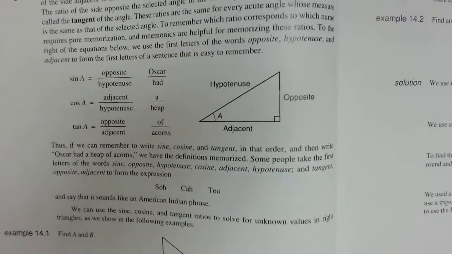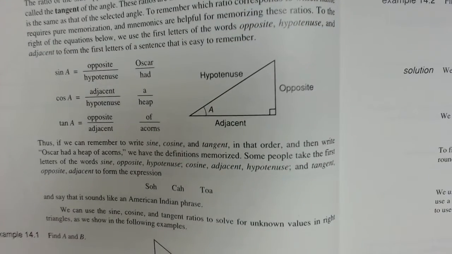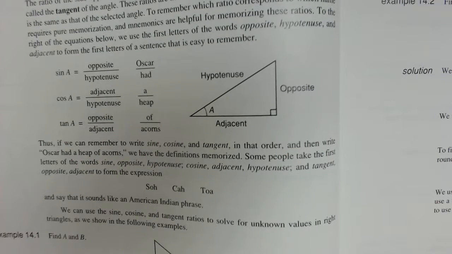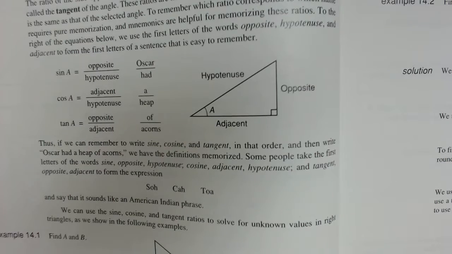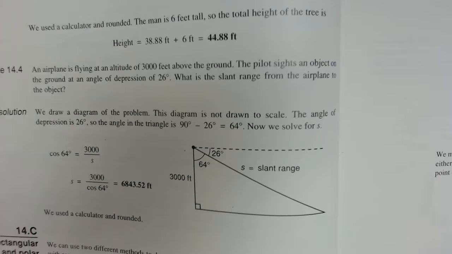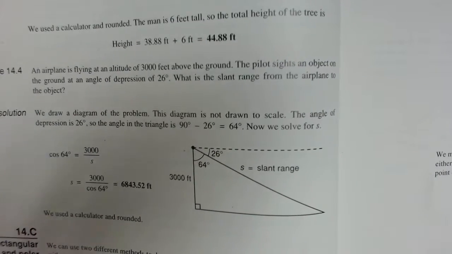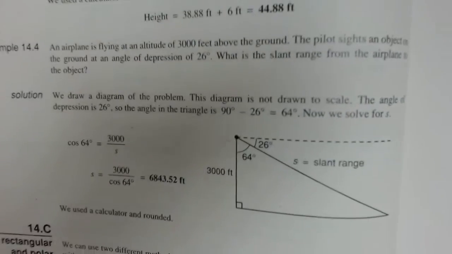So those are our trig identities. We should have learned those in Algebra 2 or geometry. We're going to be using a lot of those in these angle of elevation and depression problems, and in our rectangular and polar conversion rates. So let's start with an elevation and depression problem.